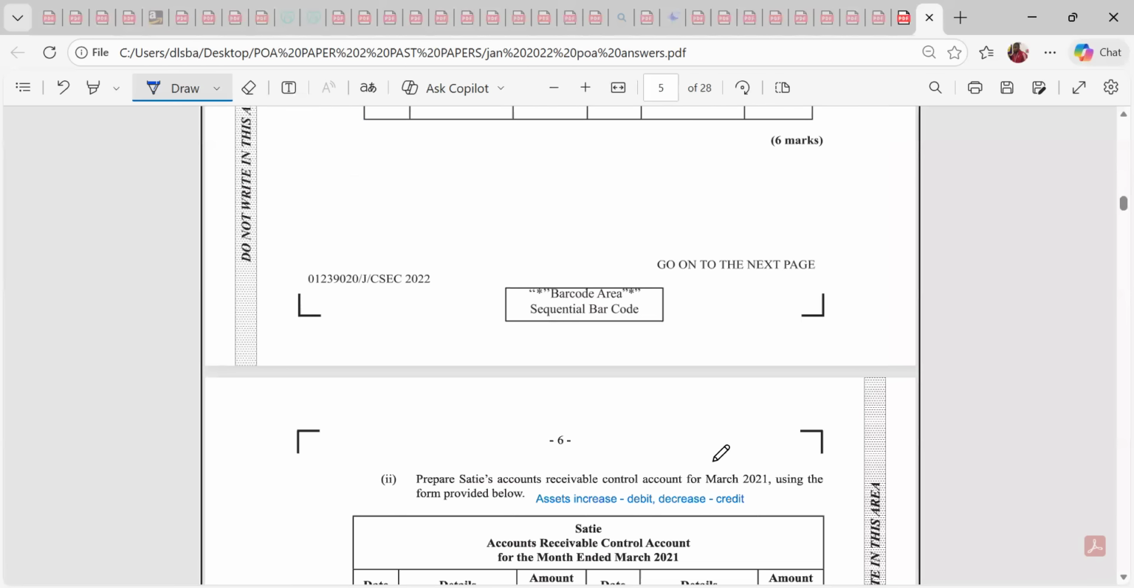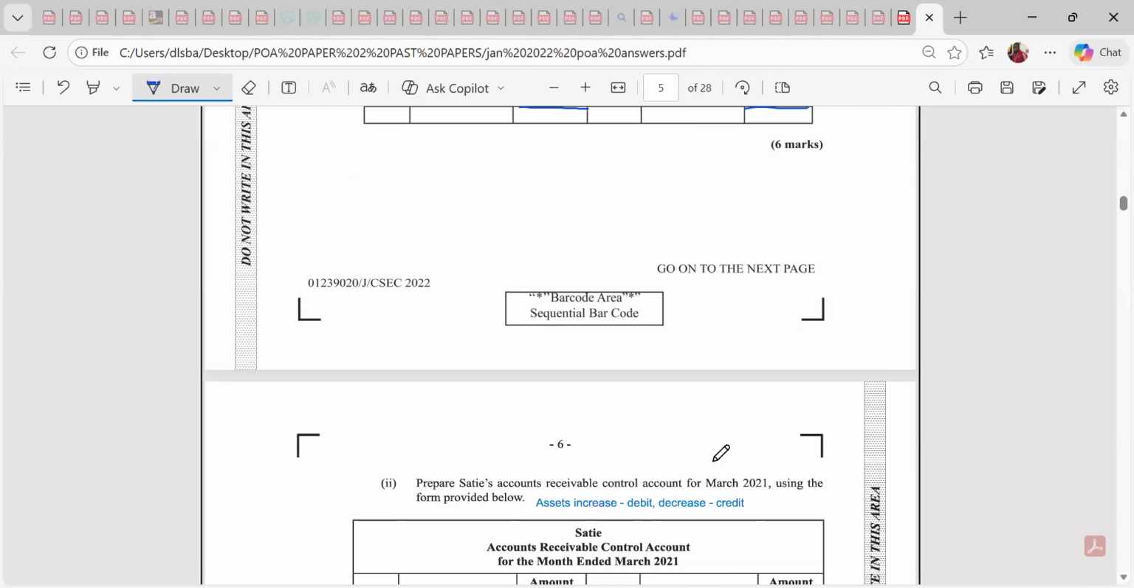Now, time to do receivables control account. It's like a big account for your debtors. Debtors is an asset. When assets increase you debit, when assets decrease you credit. So if it's making them owe me more, I'm going to put it on the debit side. If it's making them owe me less, I'm going to put it on the credit side. Owe me more, debit side. Owe me less, credit side.